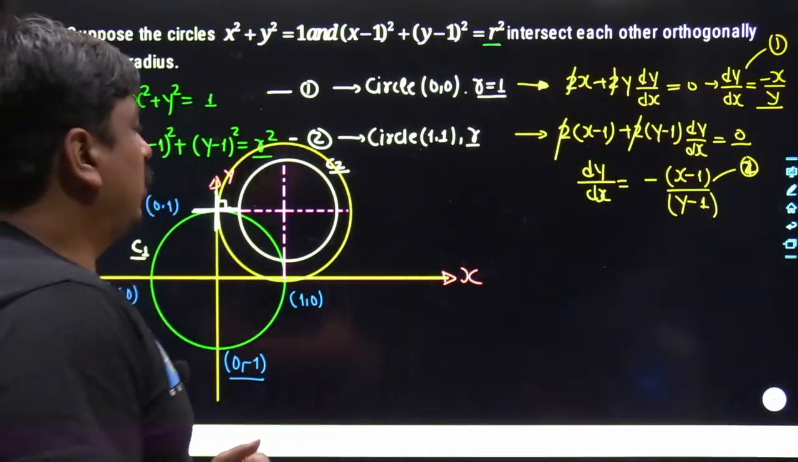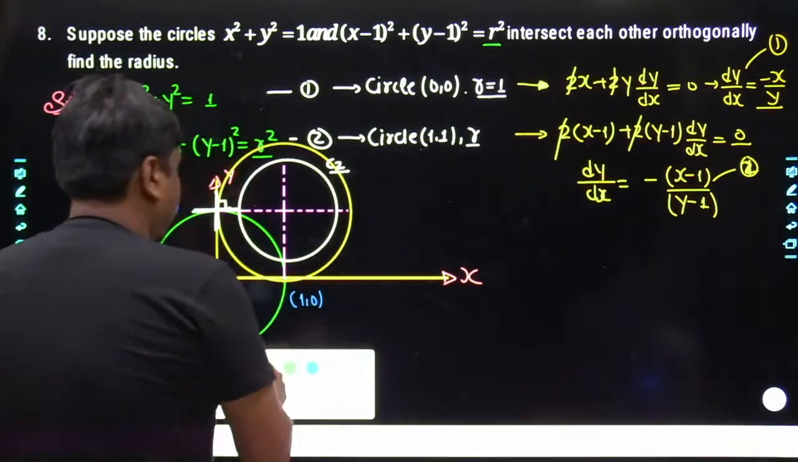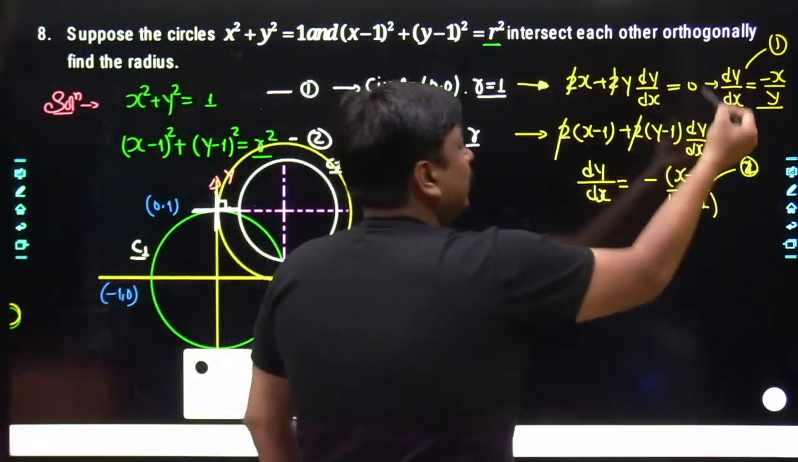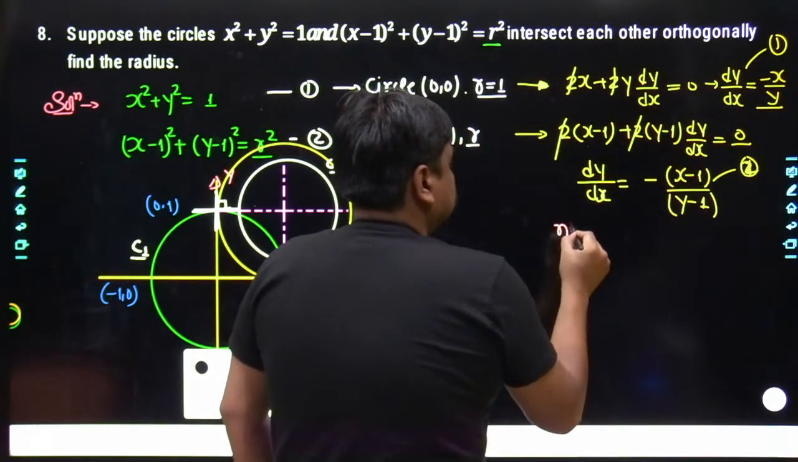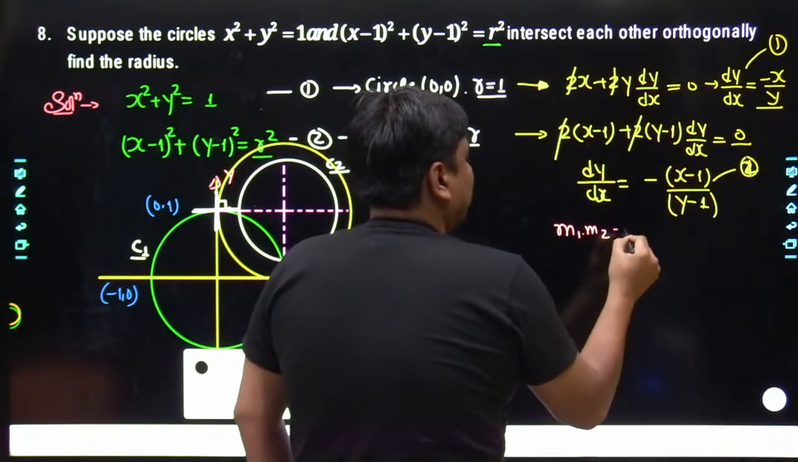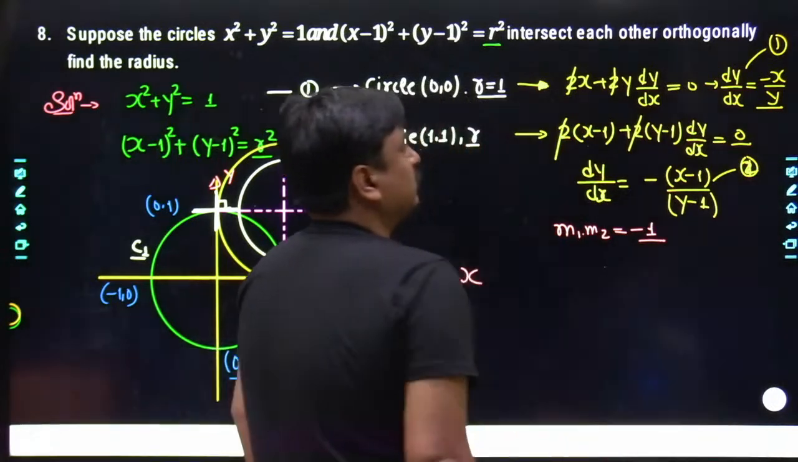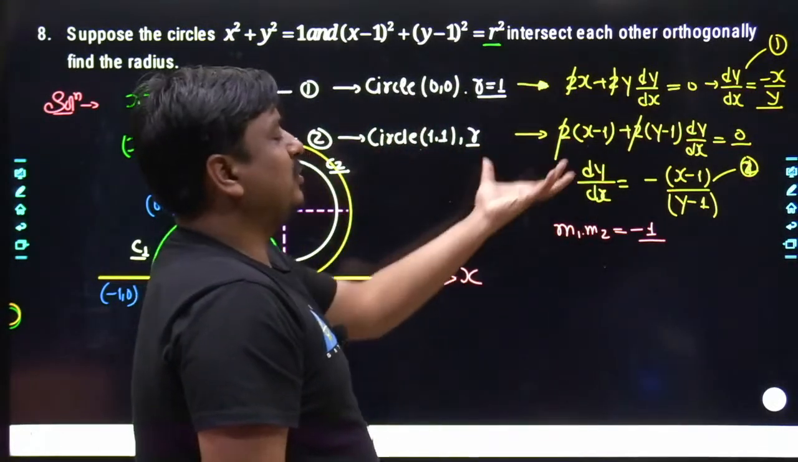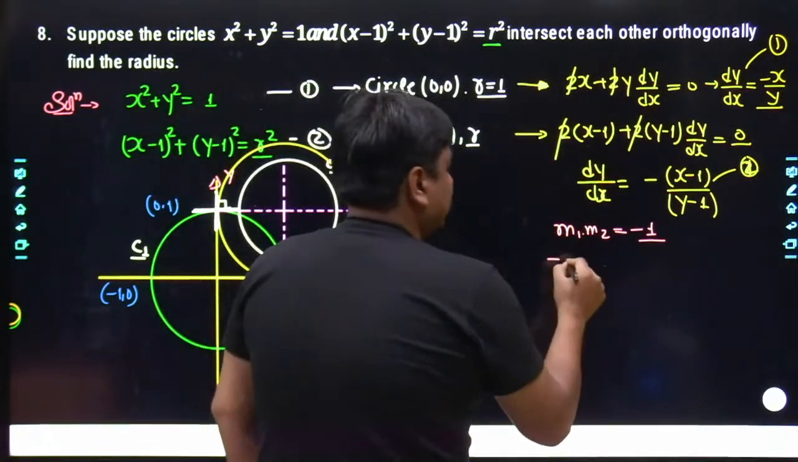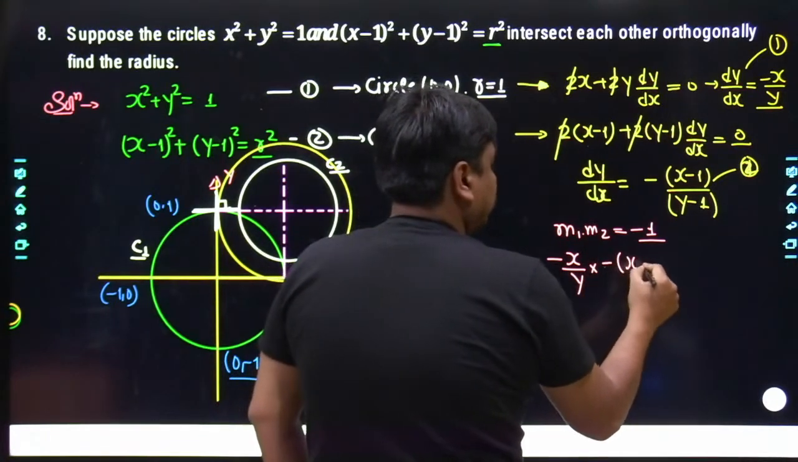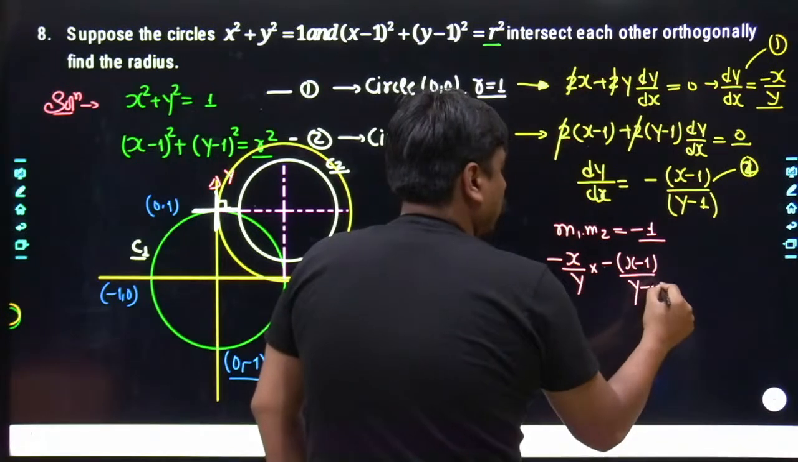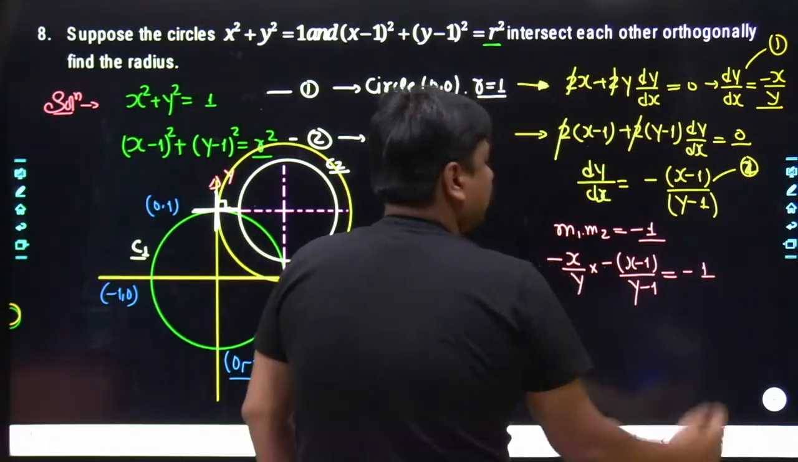Agreed? Now what is happening at last? If both of them have to be orthogonal to each other, their slope multiplication has to be precisely equal to minus 1. Like dy by dx, the slope of the first circle, is minus x divided by y. Similarly it gets multiplied with (x minus 1) divided by (y minus 1), and has to be precisely equal to minus 1.